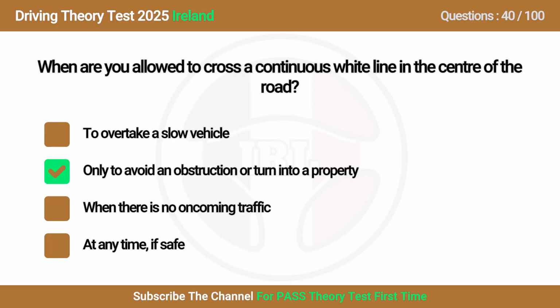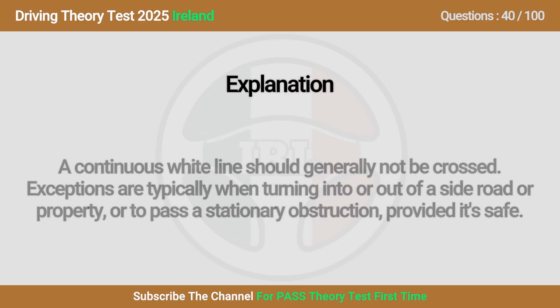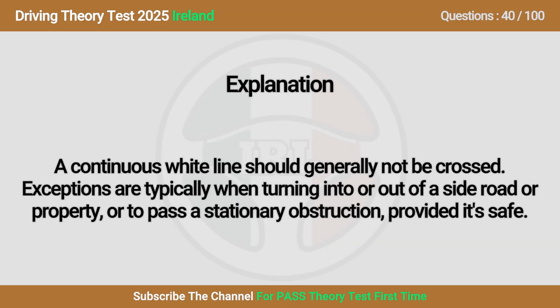Answer is B. Only to avoid an obstruction or turn into a property. A continuous white line should generally not be crossed, except typically when turning into or out of a side road or property, or to pass a stationary obstruction, provided it's safe.